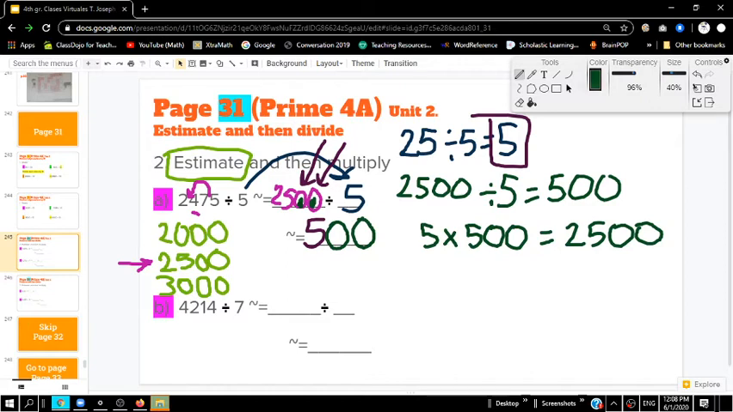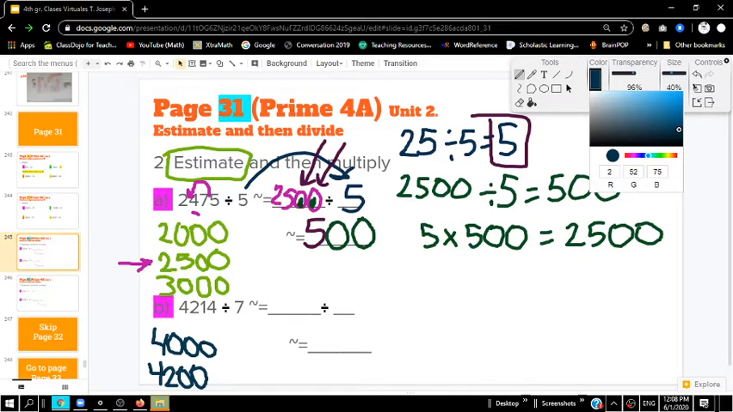4,214. What is that estimated out? Well, I know that 4,214 comes close to 4,000. It comes close to 4,200. It also comes kind of close to 5,000. What's maybe the closest? Let's round it to the nearest hundred. I think 4,200 is probably our best option. So I'm going to put 4,200 right here. That's our estimate. And transfer my 7 into my problem.